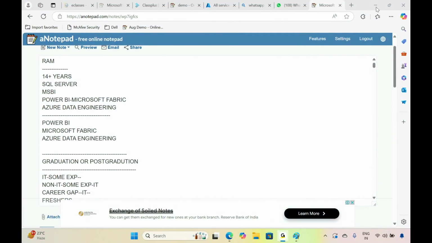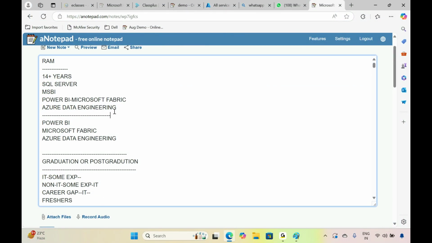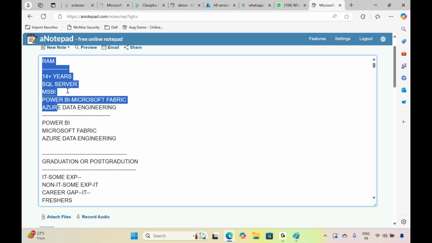Okay. So before starting off this session, I just want to give a small introduction about myself. My name is Ram, nearly 14 years of experience. In these 14 years, I've been working mostly with Microsoft tools only: SQL Server, MSBI, Power BI, and Microsoft Fabric, Azure Data Engineering. These are all the technologies I've been learning and providing trainings to students on.